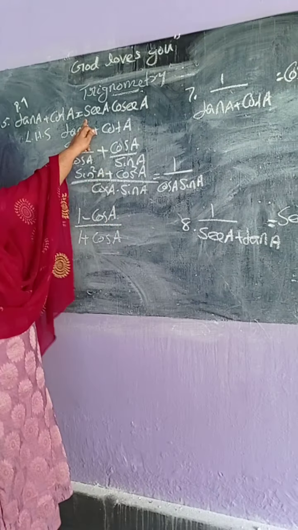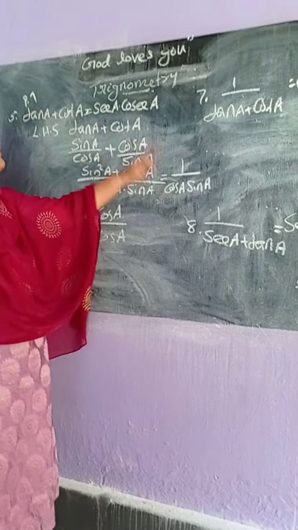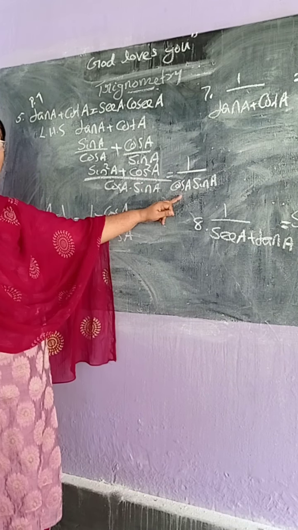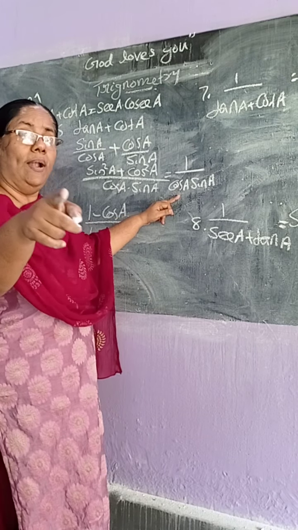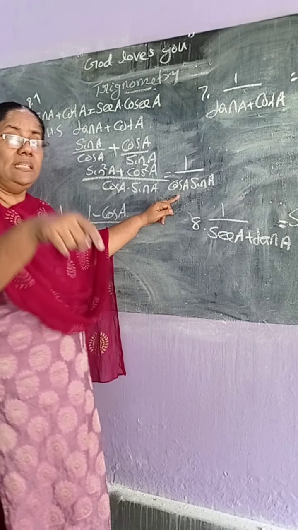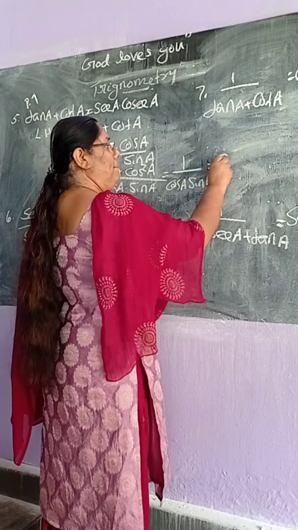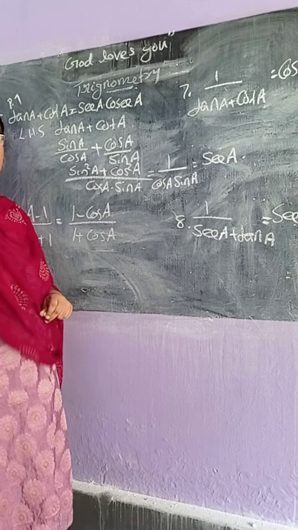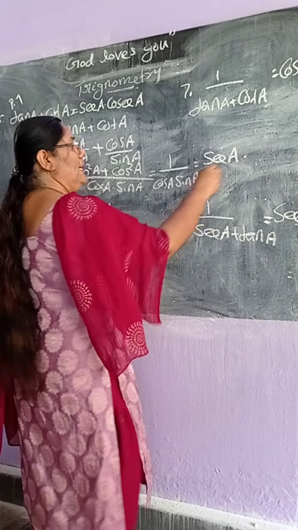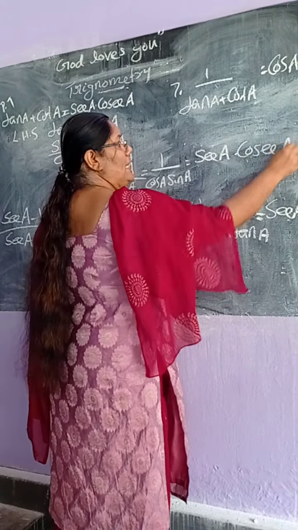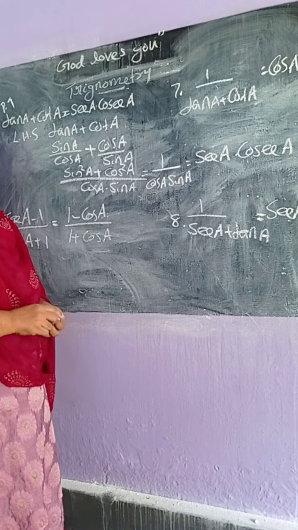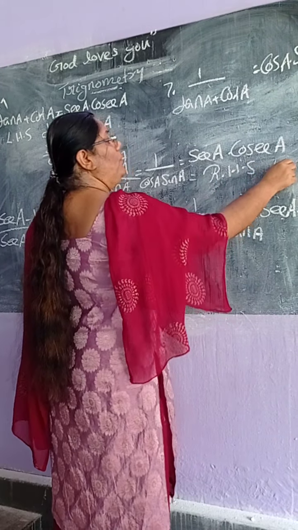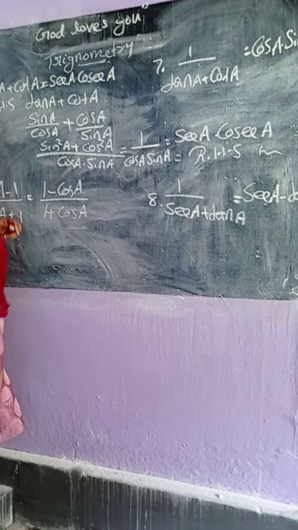Look at the answer. Here our aim is to prove that this is equal to sec A into cosec A. Therefore, what is 1 by cos A? Cos into sec is 1. Therefore, cos is 1 by sec. 1 by cos is sec. What is 1 by sin A? Sin is the reciprocal of cosec. Therefore, 1 by sin A is cosec. Sec into cosec. Understand? Therefore, that is the RHS. Hence proved.